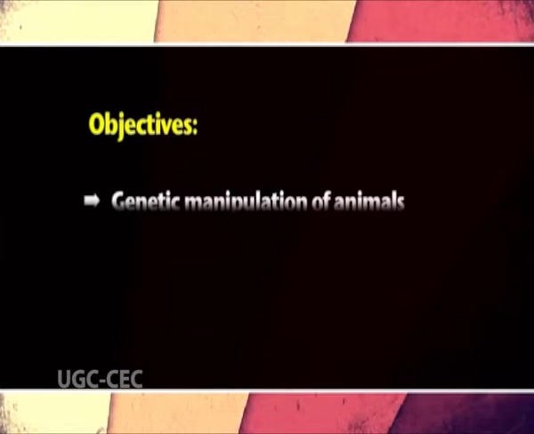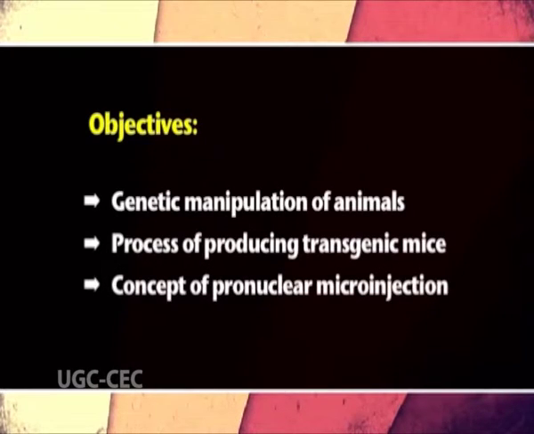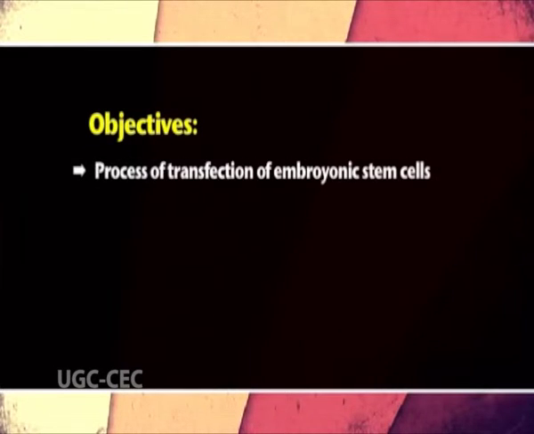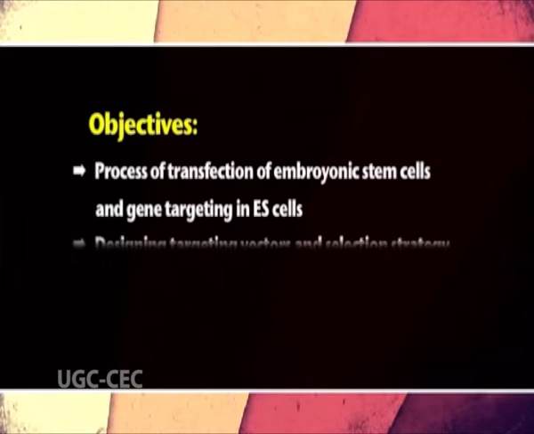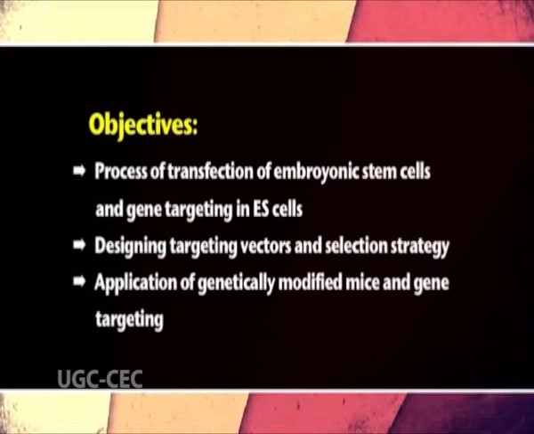Let's first have a look at the main objectives of today's deliberation. To give a brief idea about genetic manipulation of animals, explaining in detail the process of producing transgenic mice, to discuss the concept of pronuclear microinjection, to explain the process of transfection of embryonic stem cells and gene targeting in embryonic stem cells, to learn about designing targeting vectors and selection strategy. Finally, discussing applications of genetically modified mice and gene targeting.